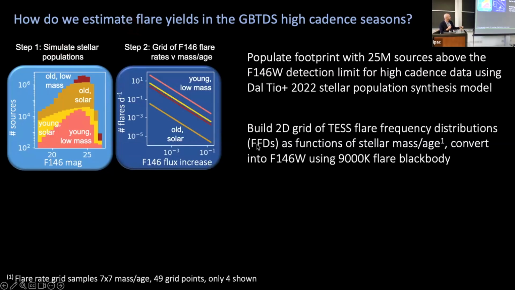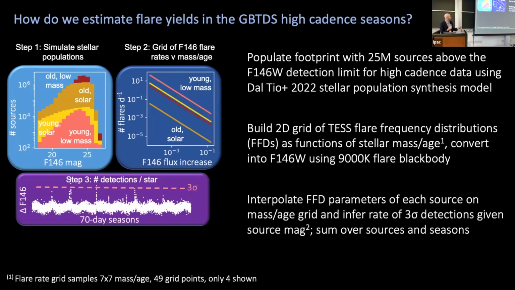And then the second step is we want to build a 2D grid of flare frequency distributions or flare rates as functions of stellar mass and age in the IR. So I started with TESS band rates in the literature and then converted those into the infrared using the 9,000 Kelvin canonical flare blackbody. There's evidence for different temperatures, but it's a good place to start to get a rough approximation of our number of yields.